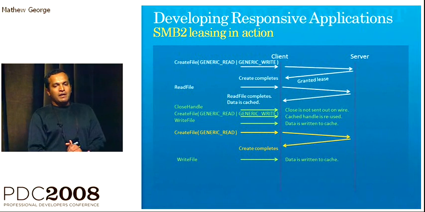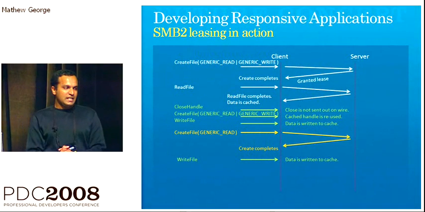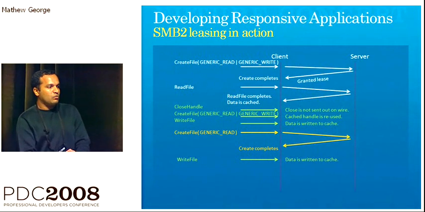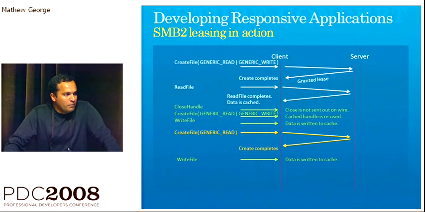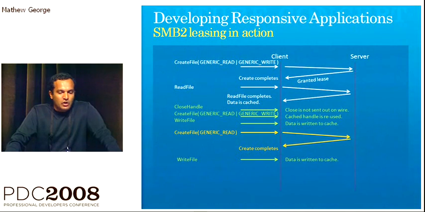This is the same sequence diagram with leasing. One client, one server. You open the file, so one round trip to the server, and server grants a lease. And you read data. Data is cached. Now you close the handle. Close does not go out to the server because we have the handle caching capability, so you can keep the handles. And then you do a second create file. We can reuse the same handle. You can write to the file. Data is written to the cache. It doesn't go out on the wire.